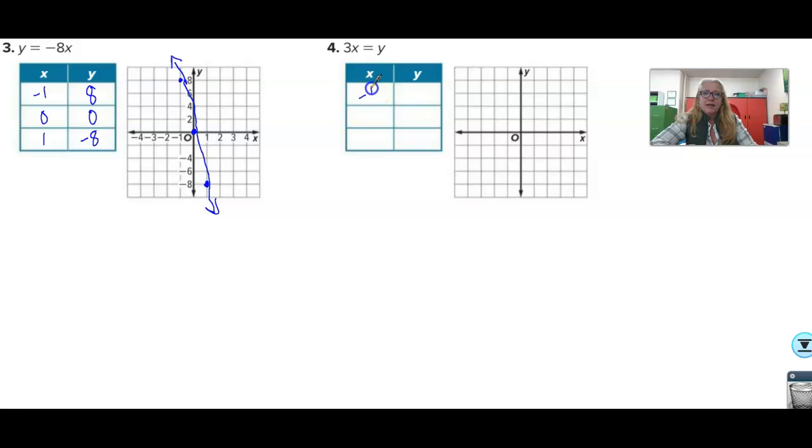Let's pick values for x, -1, 0, and +1. And I think on reveal, it picks the x values for you. You don't get to choose those. You have to solve for the y values, but I'm sure you can manage. If x is -1, we have 3 times -1, which is -3. If x is 0, we have 3 times 0, which is 0. And if x is 1, we have 3 times 1, which is 3. And we graph those points, -1, -3, 0, 0, and 1, 3.